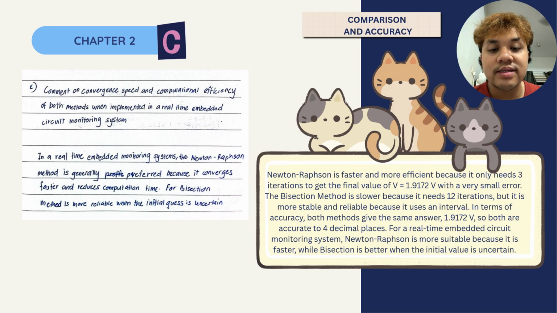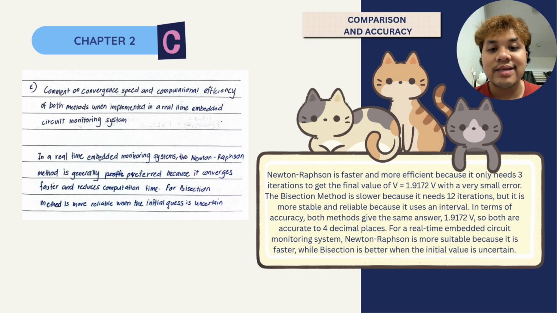Newton Raphson is faster and more efficient because it only needs 2 iterations to get the final value of 1.9172 voltage with a very small error. The bisection method is slower because it needs 12 iterations, but it's more stable and reliable because it uses an interval. In terms of accuracy, both methods give the same answer, 1.9172 voltage. So, both are accurate to 4 decimal places.